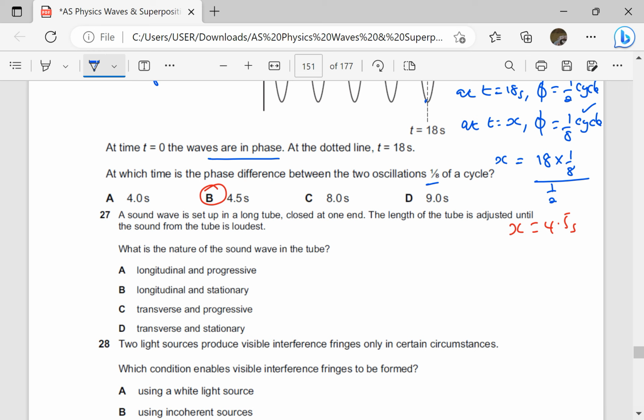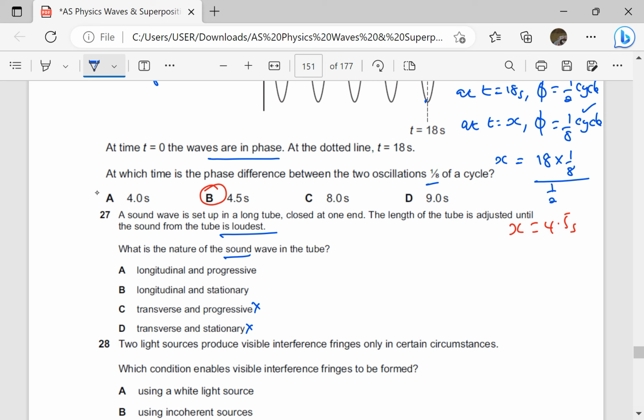A sound wave is set up in a long tube, closed at one end. The length of the tube is adjusted until the sound from the tube is loudest. That is, resonance has occurred. What is the nature of the sound wave in the tube? Remember, in the tube we have a sound, which is longitudinal, so we can't talk about transverse anyway. So it is longitudinal.